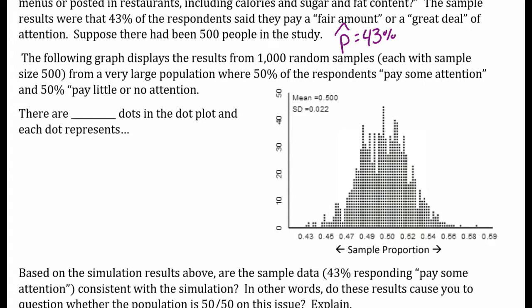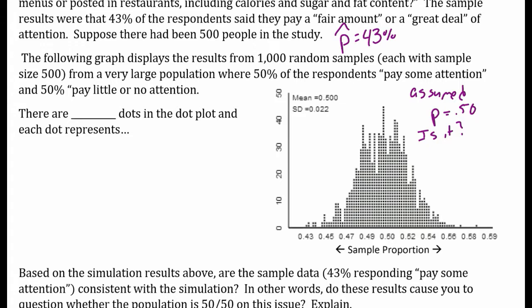So, we ran this simulation here. We assumed a 50-50 split. We assumed our true population proportion was 50%. We're wondering, is it actually 50%? We're wondering, did we actually get a p-hat of 43% if the parent population, that population parameter was 50%? So can I really get a sample proportion of 43% if the population proportion is 50%?